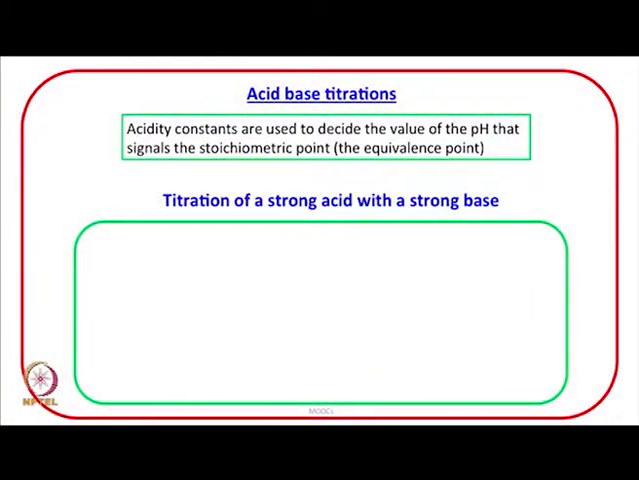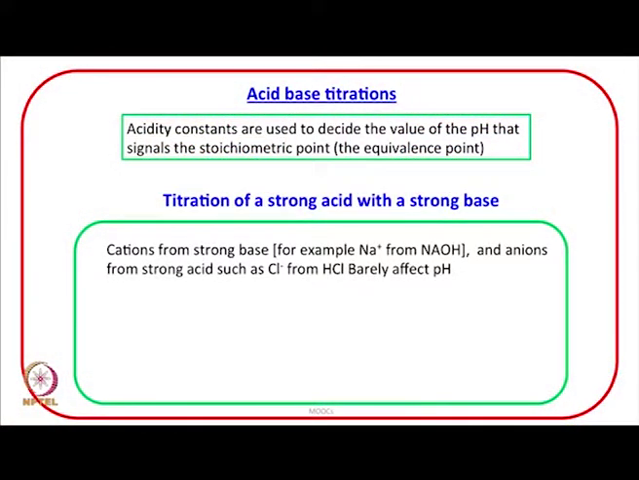Let us first look at the slide. We consider the titration of a strong acid with a strong base. An example of a strong acid is HCl. We discussed in the previous lecture that an acid which is virtually completely ionized in solution, we call a strong acid. And a strong base, again an example is sodium hydroxide, is virtually completely ionized in aqueous solution. Let us consider the titration of a strong acid with a strong base.